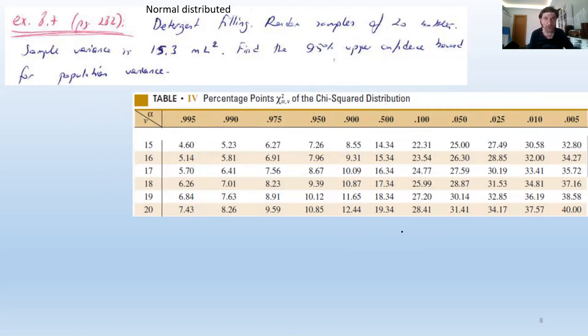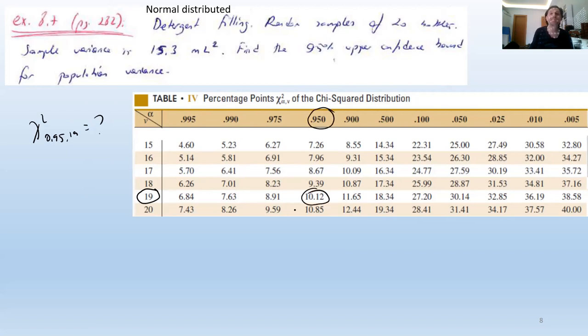Let me get rid of all the writings. Let me write it again. What was the value? 0.95 with 19 degrees of freedom, I guess. All right, so where is our 19 degrees of freedom? It's on this row, and 0.95 is here.